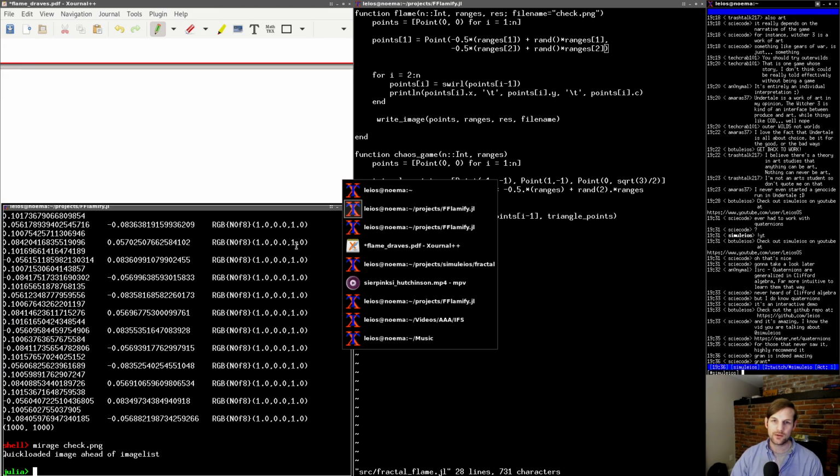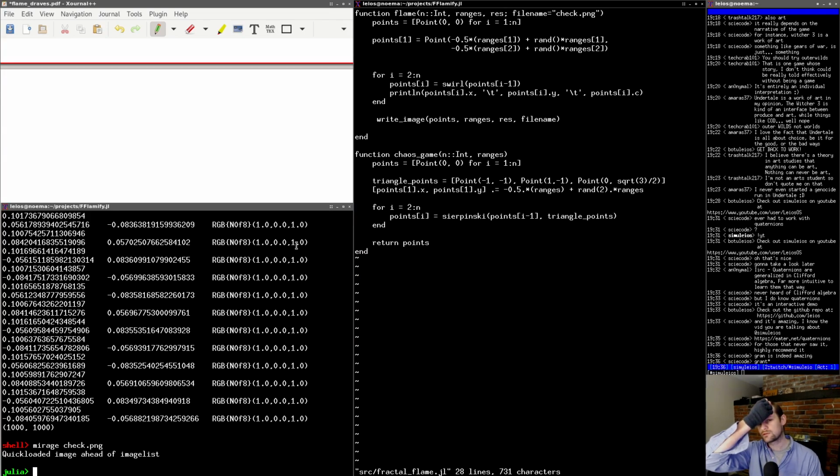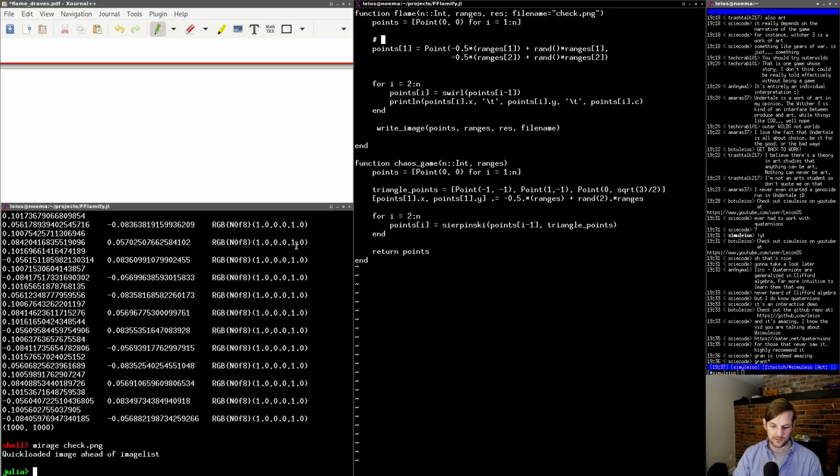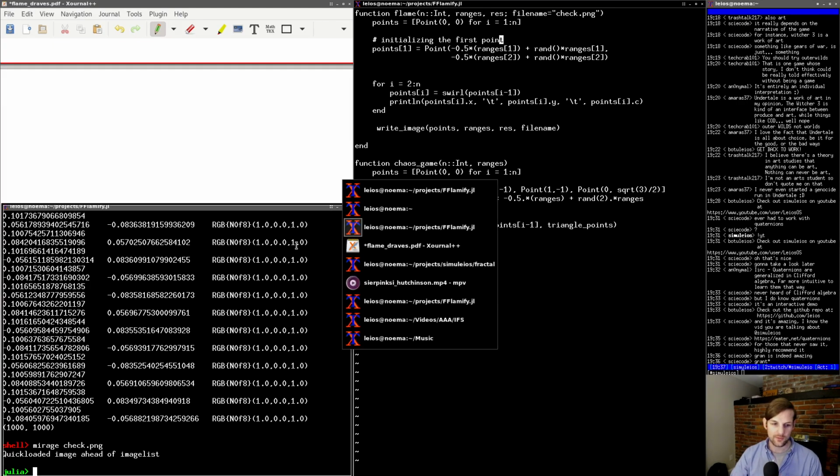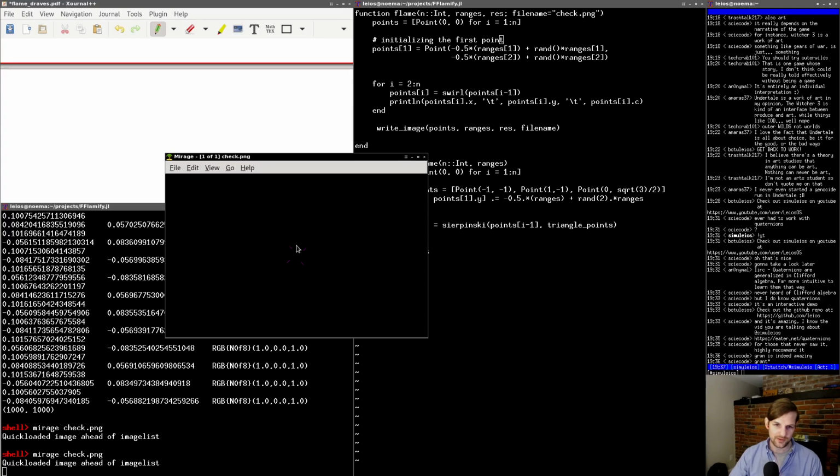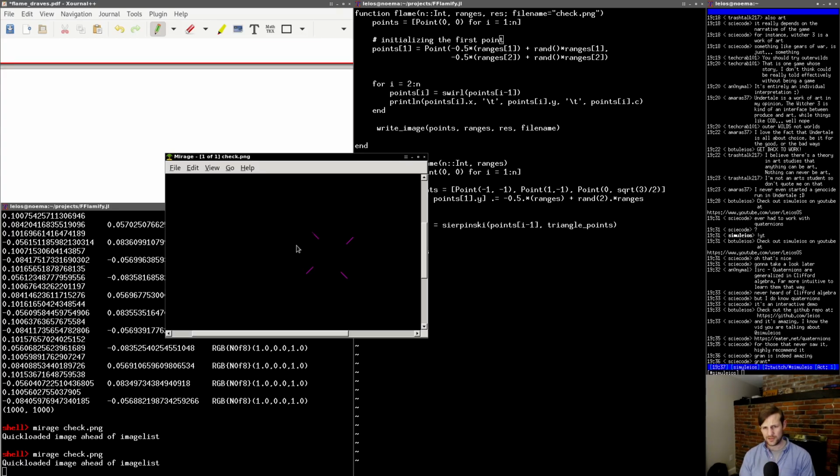Okay, so here we have points. It's going to be equal to 0, 0. We initialize the first point. We go through everything. I think in here I'm just going to say initializing the first point. Okay, so now here's my question. Does this image that we created with the 4 little loop-de-loop things here make sense? Is this what we expect to get from our swirl function?